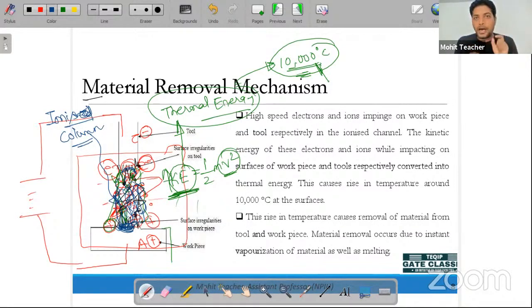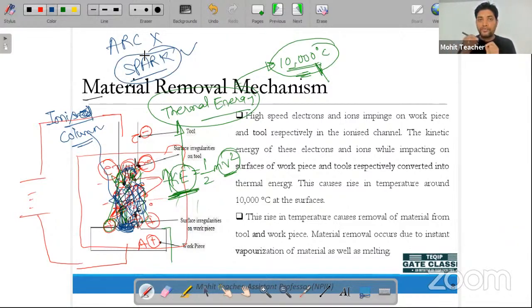We do not want the arc, we want the spark. For this spark, think of how we use a lighter. In a lighter we make a spark: first we press it, then immediately the spark is gone, again we release it, and again we apply and push it. It means that if we are continuously supplying the current, then that will not make the spark, that will form the arc.